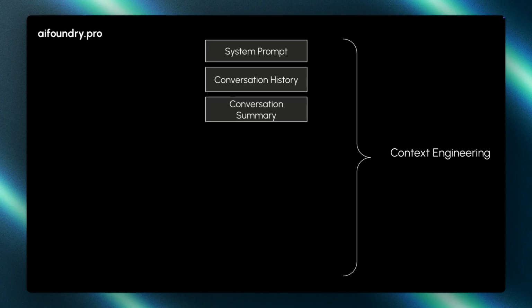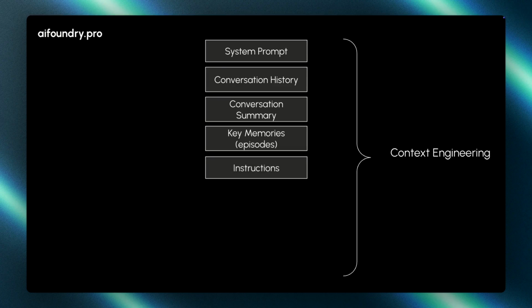Conversation summary. In long conversations, AI tools sometimes compress earlier messages to save space while keeping the key information. Particular episodes, specific moments or information you've emphasized or the AI has flagged as important. Instructions. Explicit directions you give the AI about how to respond, like be concise or explain like I'm 5.